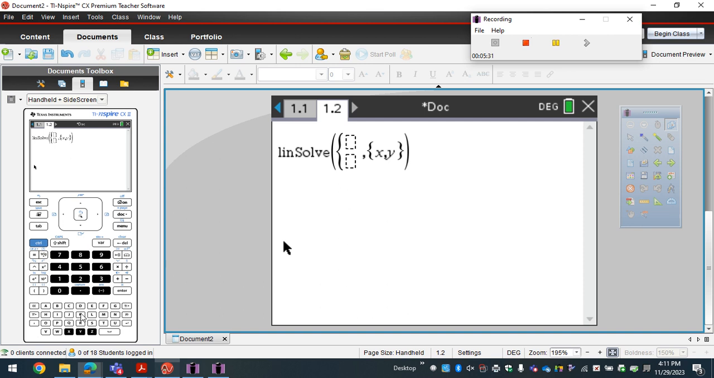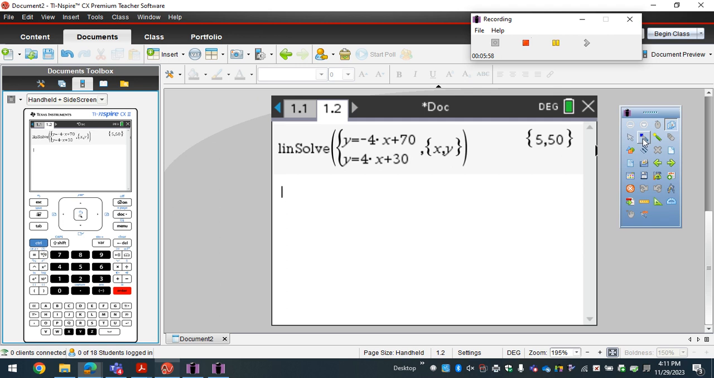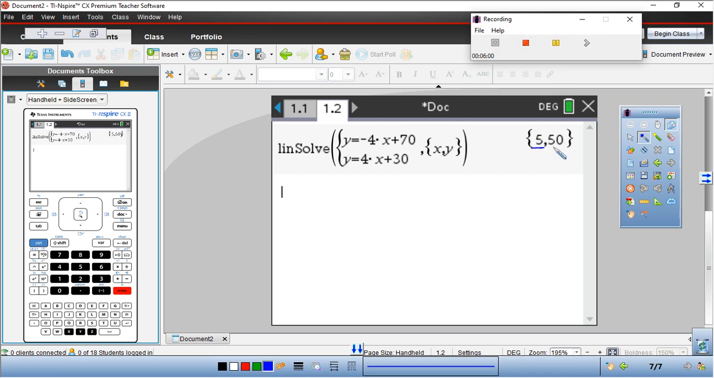The first one I wrote y equals, and I know they're giving them away, negative 4x, and they start off at 70. The second one, y equals, they're receiving groups of 4, and they're starting off at 30. It makes sense because one is going down from a higher number and the other is increasing, and they want to know where they'll be the same. That's where they're equal. Enter. So 5 and 50. They'll be equal at 5 groups, and they'll be equal at 50.